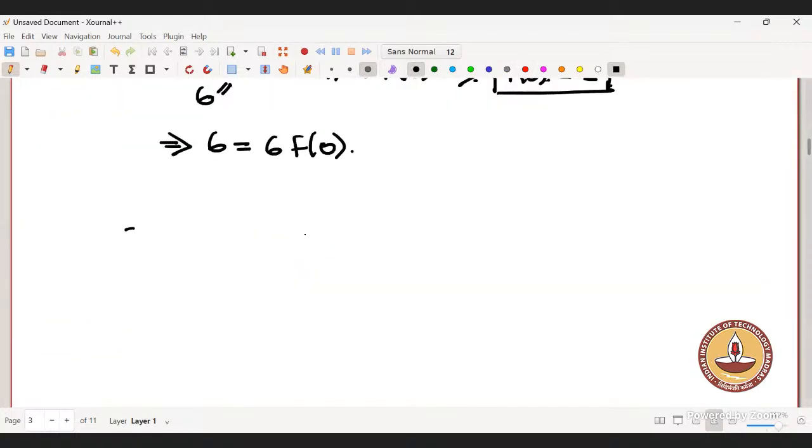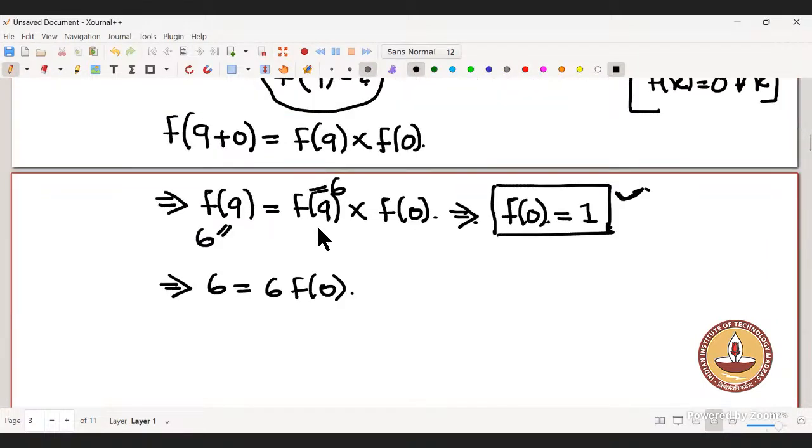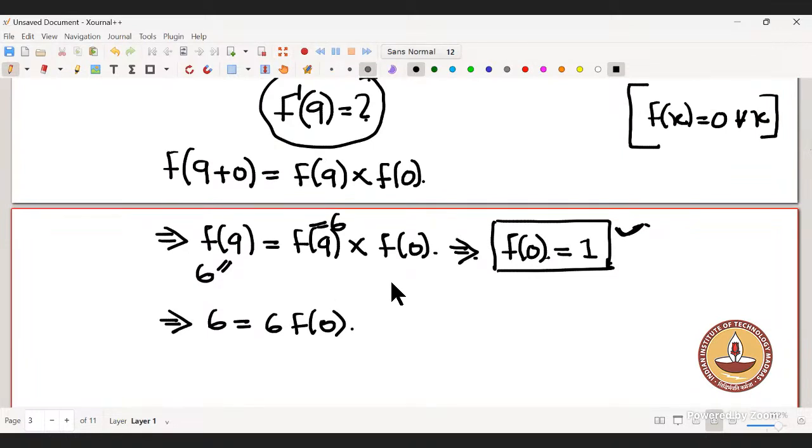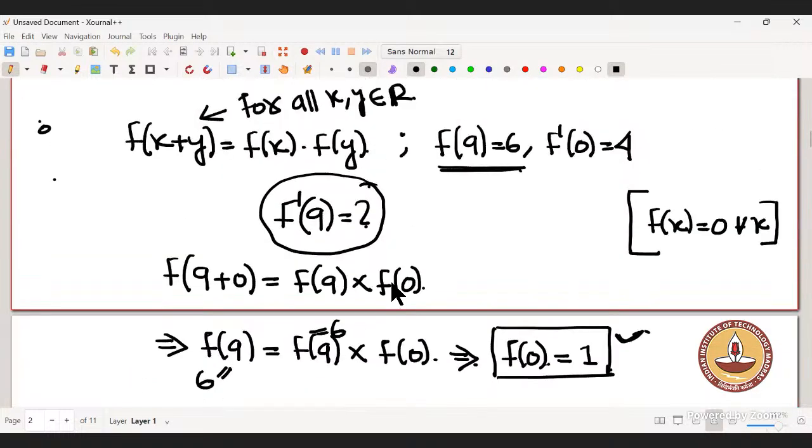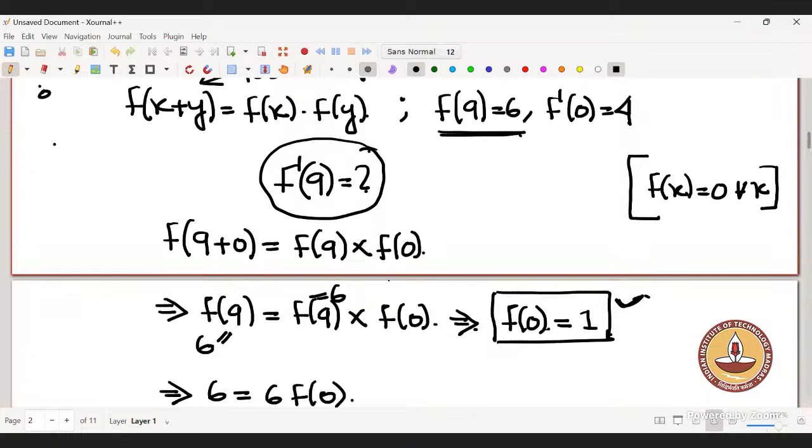Sir, before we get into that step, how did you substitute f of 9 plus 0 in the previous step? What is the idea? The first step, f of 9 plus 0. This is given, right? This is true for all x, y, right? Correct. So in place of x, I substituted 9. In place of y, I substituted 0.